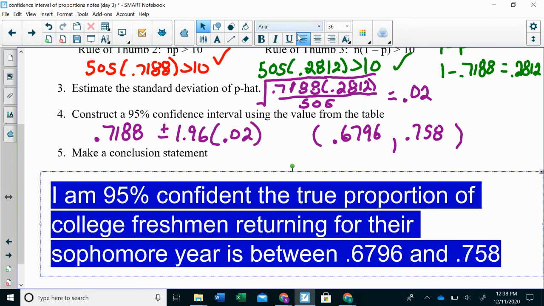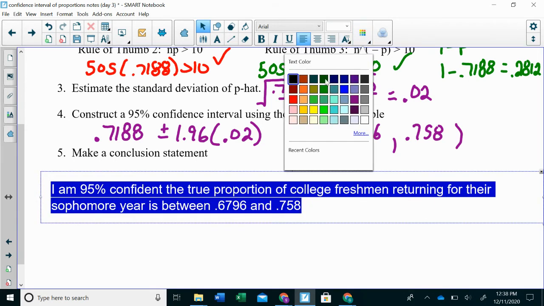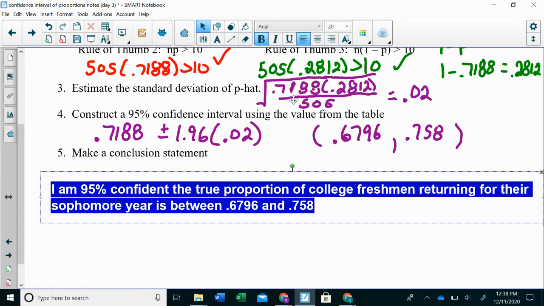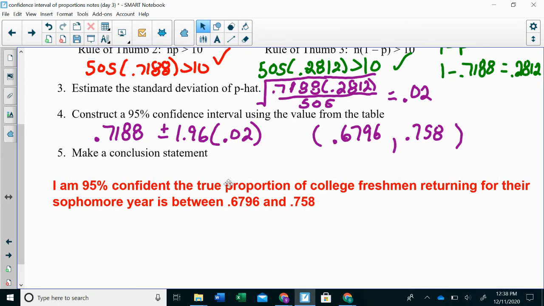0.758. I'm just going to make that a little bit smaller, maybe, and a different color. Why not? But that's the type of conclusion statement that we want to be able to generate from our math. We are 95% confident that the true proportion of this topic we're asked about will be between that lower limit and upper limit number that we calculate.